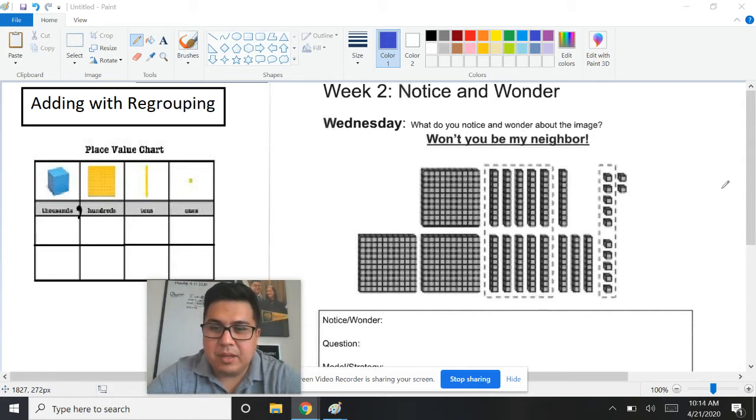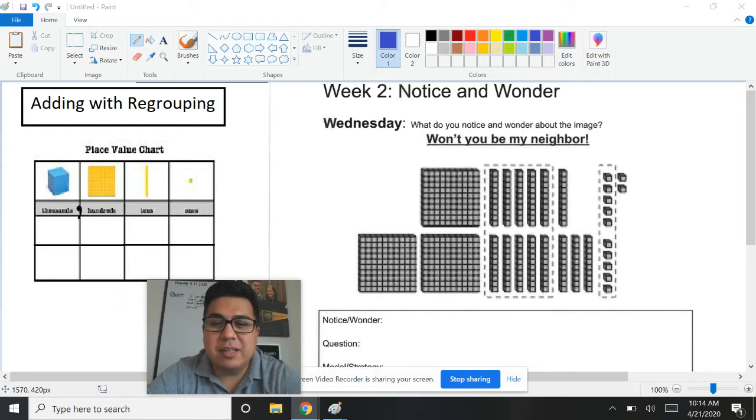Some of you might be wondering why some of them look like they're circled. When I count the ones, there's 1, 2, 3, 4, 5, 6, 7, 8, 9, 10, and then it looks like it's circled for some reason, like they're going to do something with it. So I want you to write down all your notice and wonders, and then write down your question. What do you think we're trying to figure out?